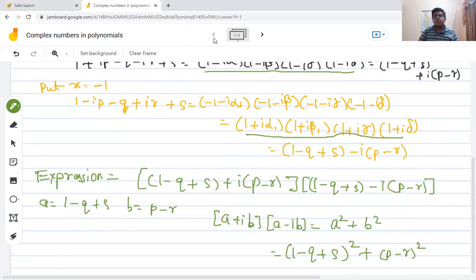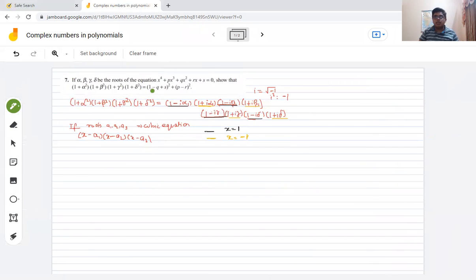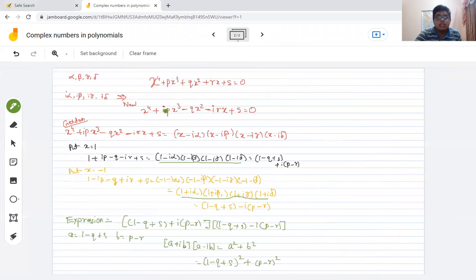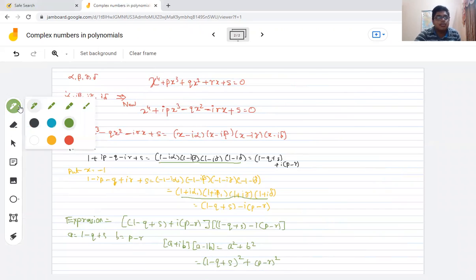And what have they given? The same thing, 1 minus q plus s the whole square plus p minus r the whole square. And yes, so that completes the problem. So this is our final result.